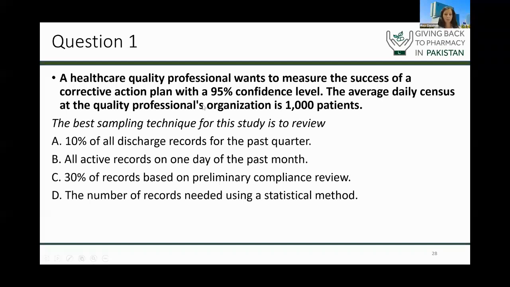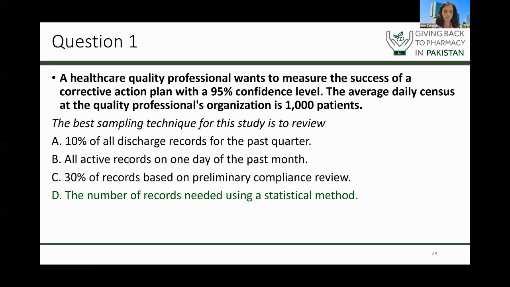Would you look at 10% of all discharge records for the past quarter, or would you look at all the active records on one day in the past month, or would you randomly select 30% of the records based on preliminary review, or would that be the number of records needed using a statistical method? Now, if this were a live session, this would have been more interactive. I apologize again, but nonetheless, we can still go over the necessary information.